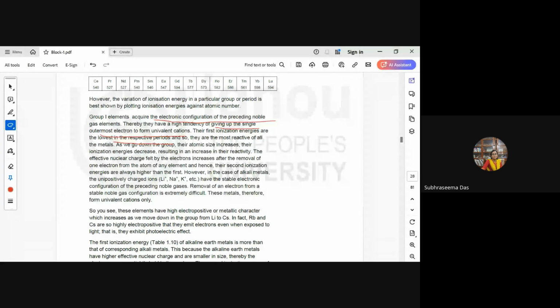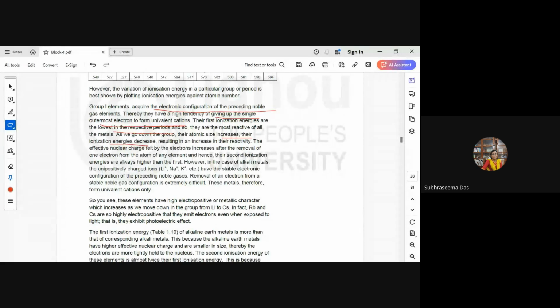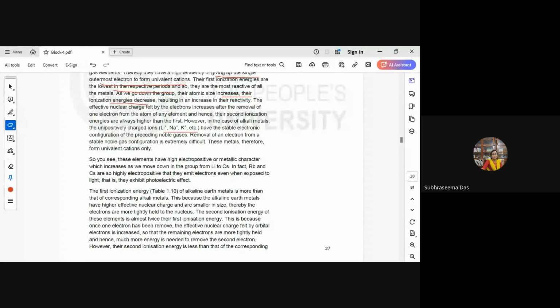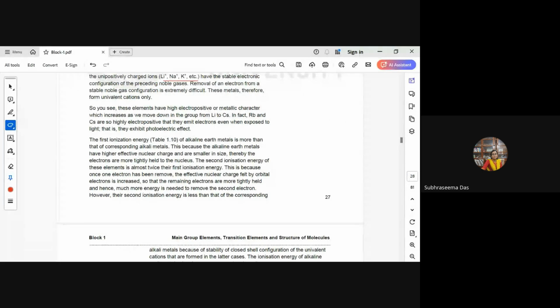Now, as we go down the group, their atomic sizes increase and their ionization energy decreases, which results in an increase in their reactivity. In the case of Li+, Na+, K+, they have a stable electronic configuration, and thus the removal of a second electron from them is very difficult, and hence these elements form univalent cations only.